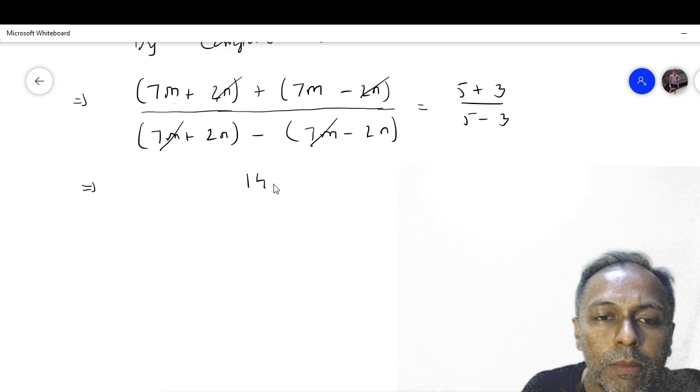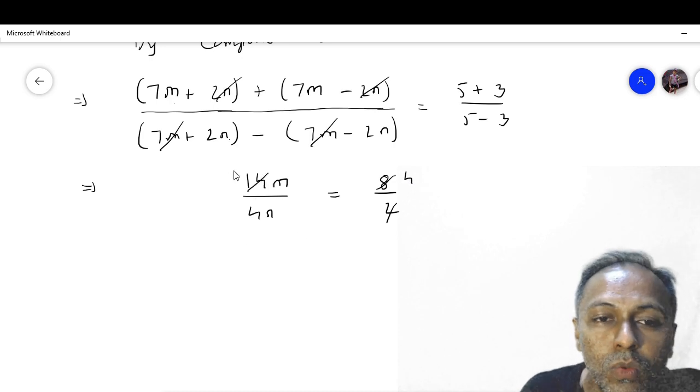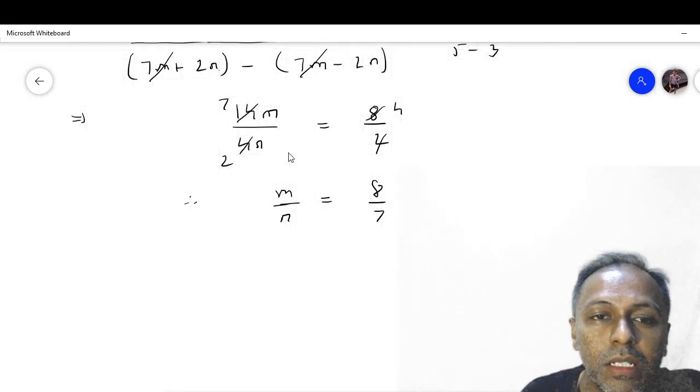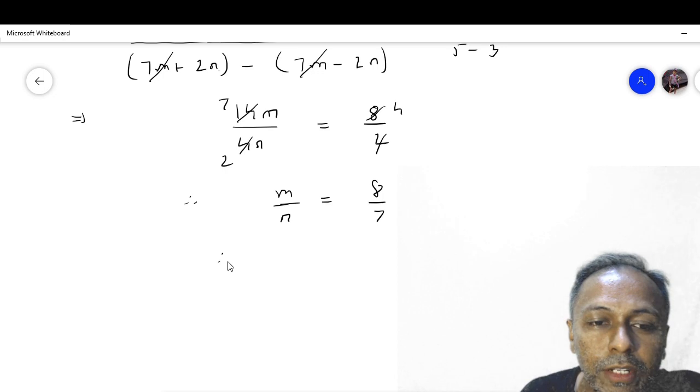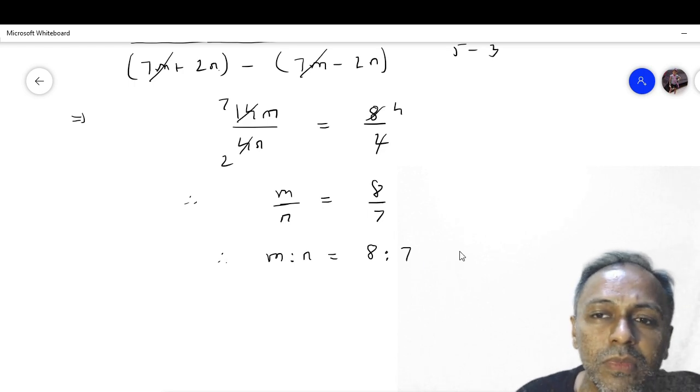7m plus 7m will become 14m, and 2n minus of minus 2n will become 4n, is equal to 8 upon 2. 2 ones are 2, 2 fours are 8, 2 sevens are 14, 2 twos are 4. Therefore we get m upon n becoming equal to 8 upon 7. 2 fours are 8 upon this 7 is getting divided. Therefore m is to n is equal to 8 is to 7. This is your first answer.